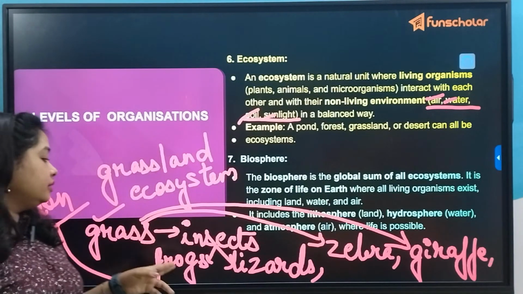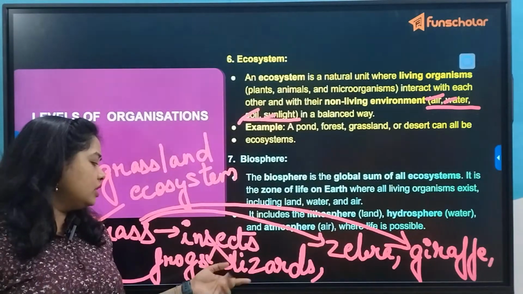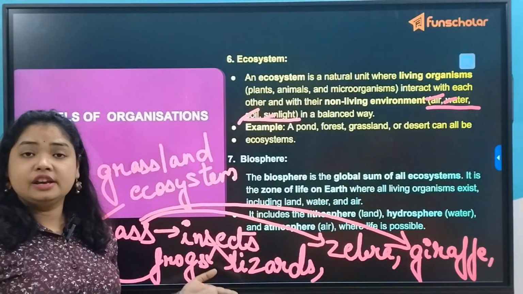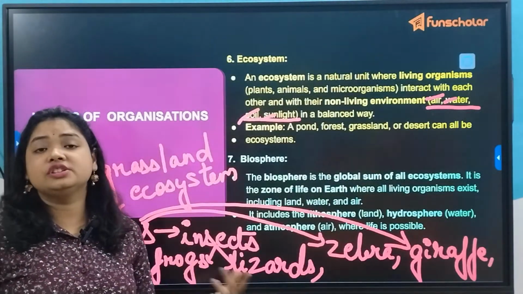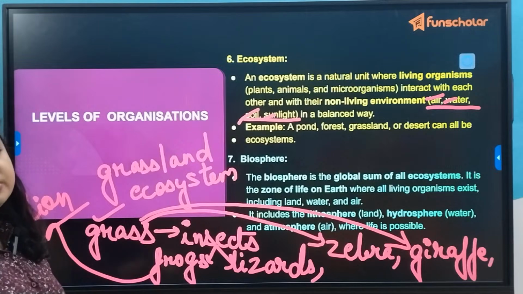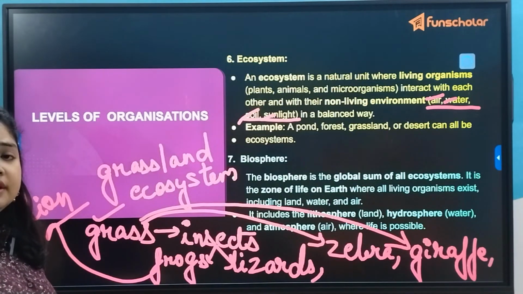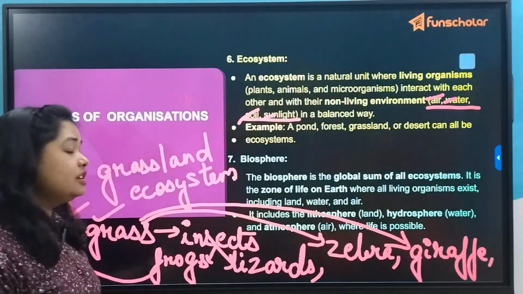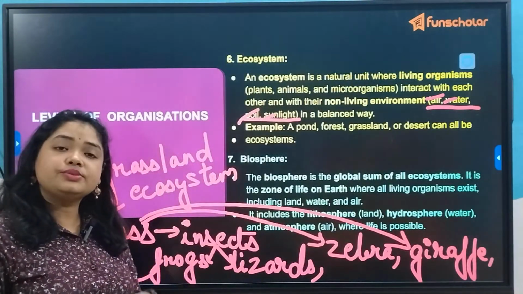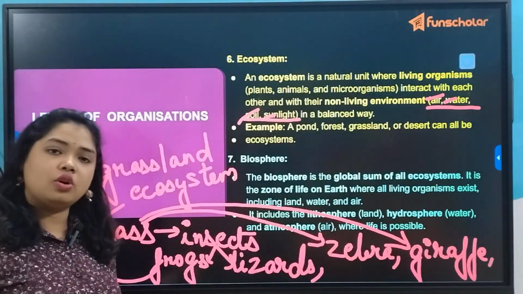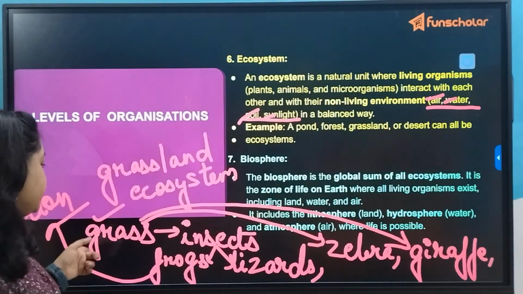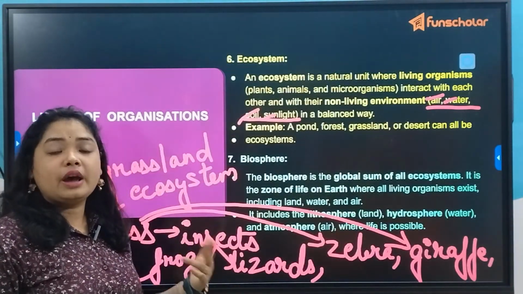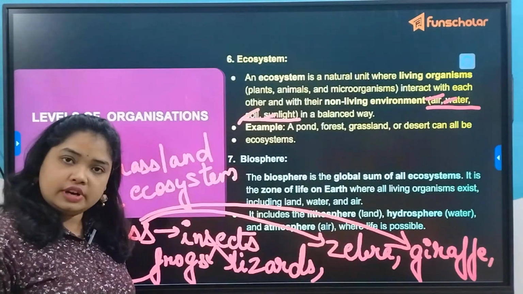When the animals or the insects, or any one of them or all of them die, their bodies will be decomposed, and the nutrients will return back to the soil, and the soil will be replenished with nutrients, and the grass will take the nutrients from that soil. So in this way a cycle will go on. Okay, so in this manner they are dependent on each other as well as on the abiotic factors also, right?